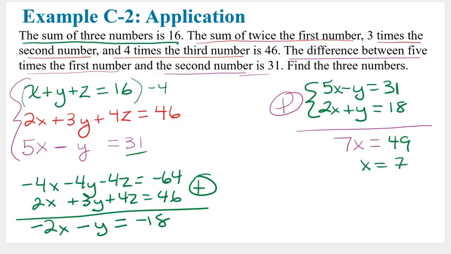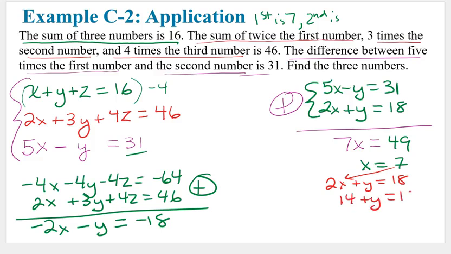So we now know that the first number is 7. Let's go find the second now. So the second, which is the y, and again, you can take that 7 and plug it into either one. Let's just plug it into the second one. So I'll do that in red. So 2x plus y equals 18. So 2 times 7 is 14. So 14 plus y equals 18, and that means y has to be 4.